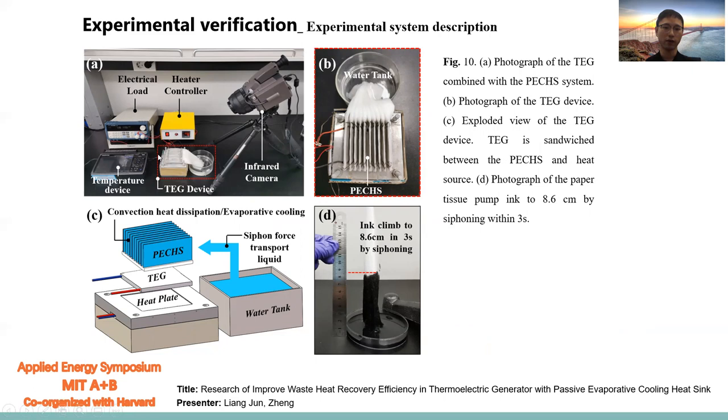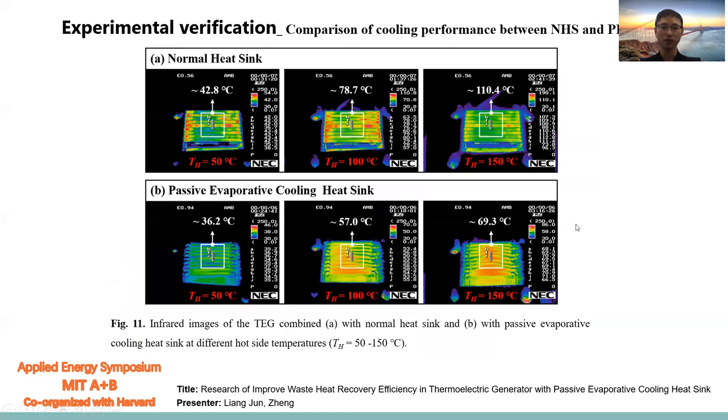We can find this TEG device is composed of the heat plate, the TEG and the PECHS, which is a passive evaporative cooling heat sink. This PECHS can soak in water by itself through capillary force, because the fins are covered by a thin layer of paper towel, as we can see in figure D. This kind of paper towel can soak in water very fast. Then we compared the cooling performance of the normal heat sink case and the passive evaporative cooling heat sink case. We can find the passive evaporative cooling heat sink has better cooling performance.